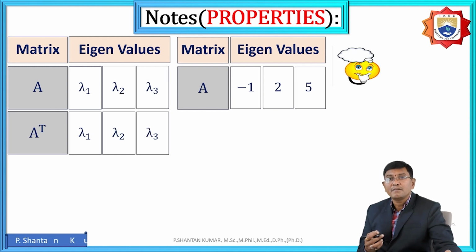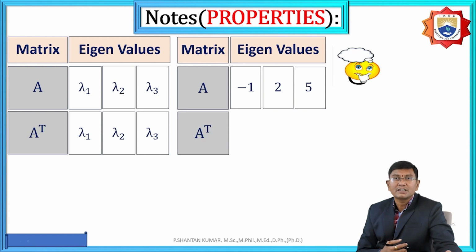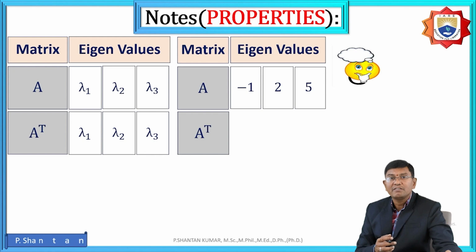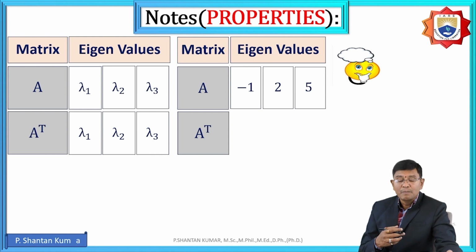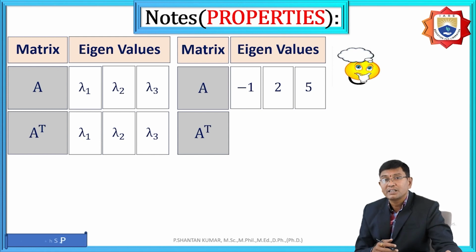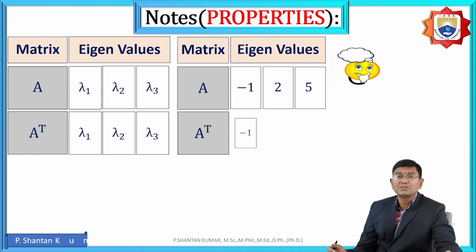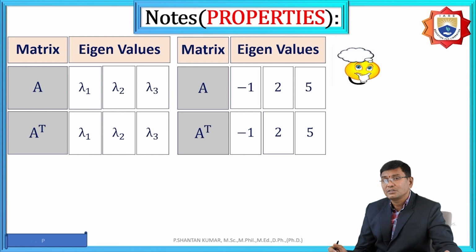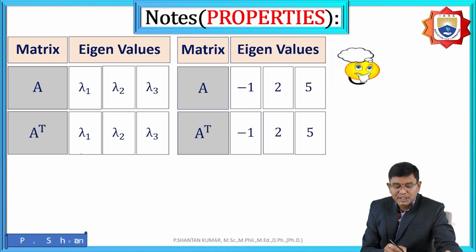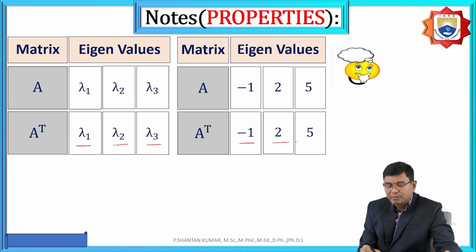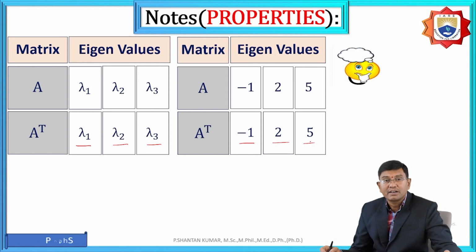The transpose of the eigenvalues also has no change, because we are not changing any value of lambda 1, lambda 2, lambda 3. Therefore minus 1, 2, 5 stay the same, so A transpose has eigenvalues minus 1, 2, and 5. There is no change: lambda 1, lambda 2, lambda 3 are minus 1, 2, 5.